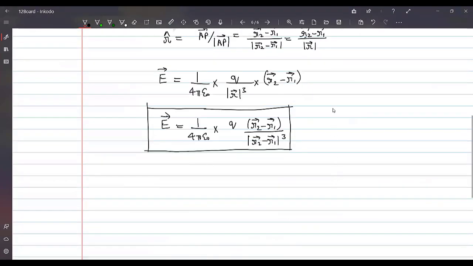Here, what was the R2 vector? It is the position vector of the point where the electric field is to be calculated.